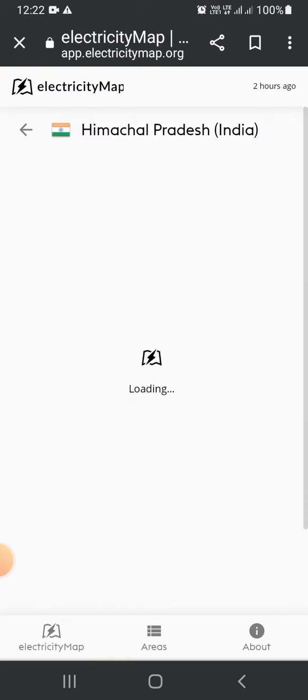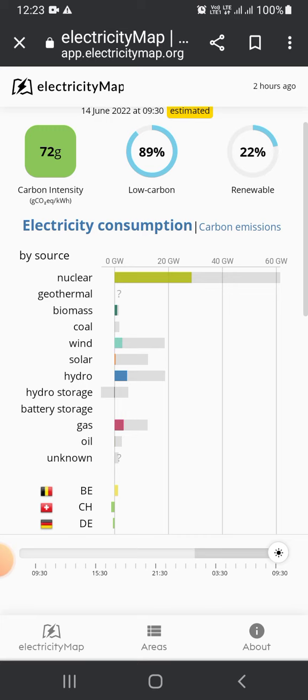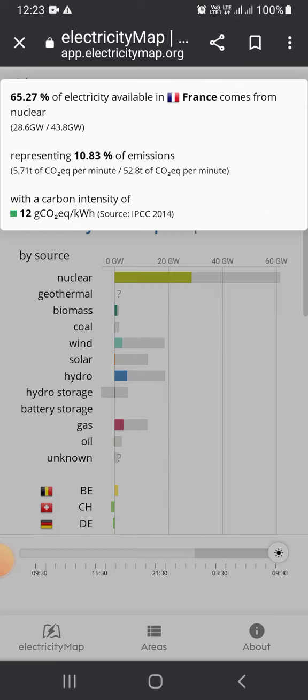We can see how we can use nuclear energy, as it is the second lowest CO2 emission fuel along with renewables, to produce less CO2 intensity emissions. Now let me talk about some countries which produce their electricity from nuclear and whose carbon intensity is so low. The very first example is France. When I tap on the map of France, we can see it's showing 72 grams of CO2, and approximately 65% of the electricity of France comes from nuclear, and it's so low.